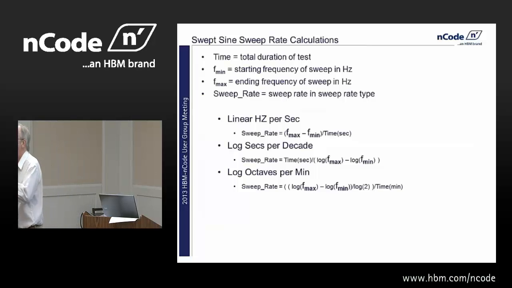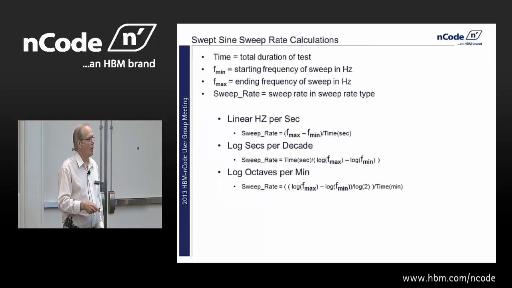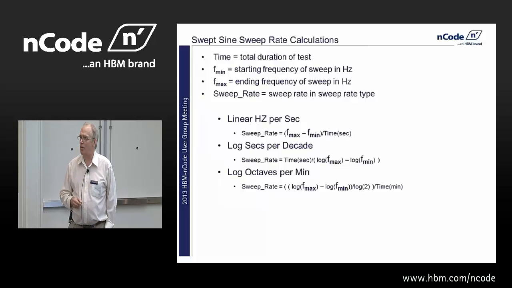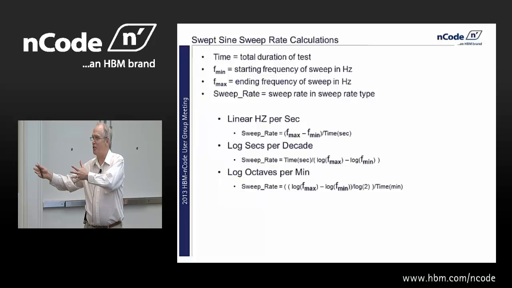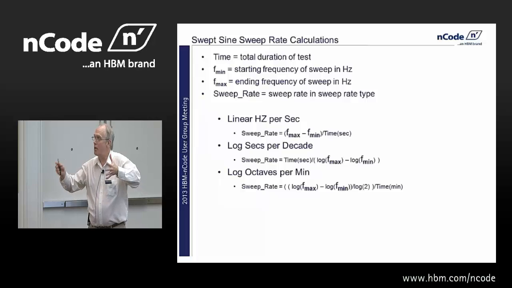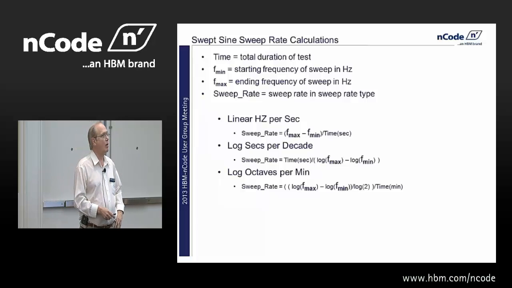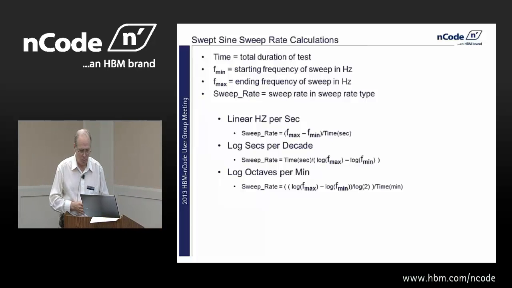And so the three sweep types are linear hertz per second, which I could actually figure out myself, log seconds per decade, and log octaves per minute. And there I actually had to go off and look at Wikipedia. It took me about a morning to figure out the sweep rate, what they meant versus duration. But I actually have these as equations so you can figure out what these are. If you have someone who's actually using an electrodynamic shaker table, they understand this. This is what they're actually putting in. And so we just mimicked what that was. So those are just so you can work out duration versus sweep rate.